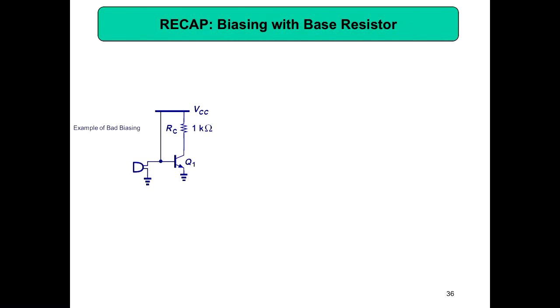Now we are going back to the biasing. So this was a bad biasing. Why? Because this is an example of a bad biasing. What I did is I got a transistor, then I connected RC directly to this one. So I got RC, I'm deriving some VCC, I connected directly. Then I have connected a microphone here. So what is the problem with this one?